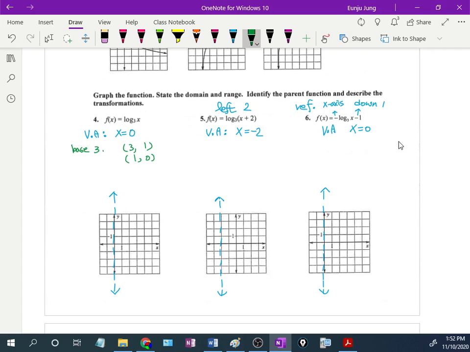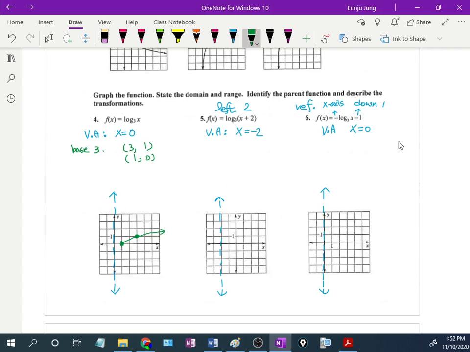Anything to the 0 power is 1. 3 to the first power is 3, and I'm writing backwards because we switch x and y coordinates in a logarithmic function. So let's plot those points: 1 and 0 right here, and 3 and 1, 1, 2, 3 and 1 right there. So this is the parent function. Connect the dots. I want 3 points, but I have 2 points here.